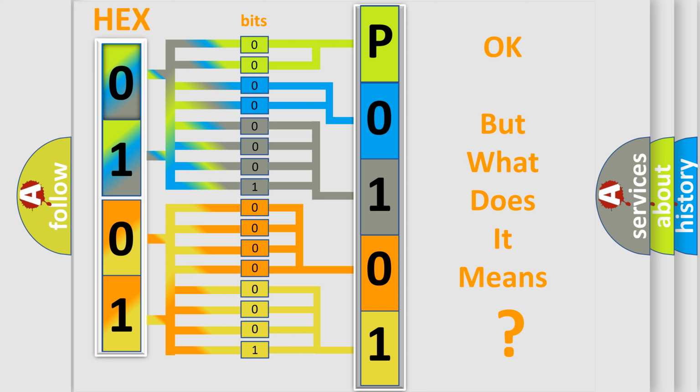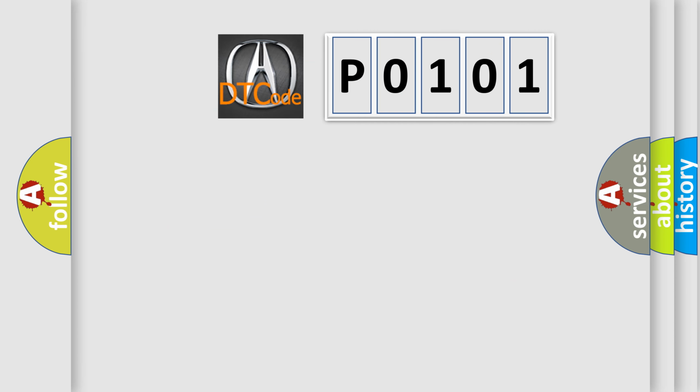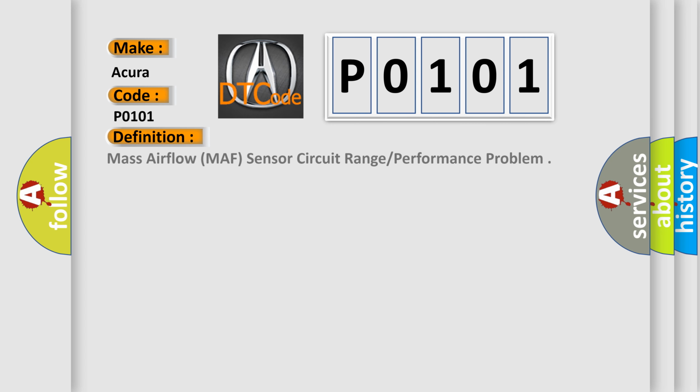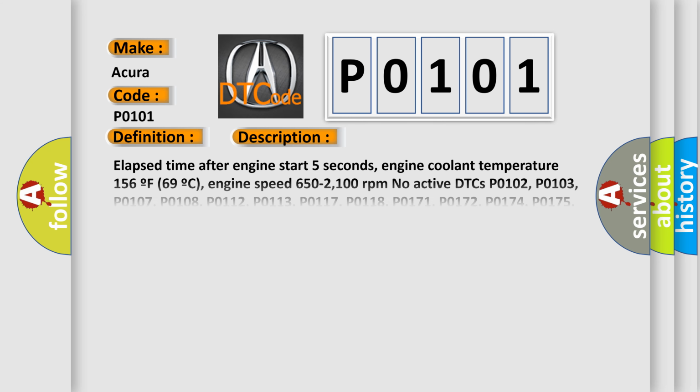The number itself does not make sense to us if we cannot assign information about it to what it actually expresses. So, what does the Diagnostic Trouble Code P0101 interpret specifically for Acura car manufacturers? The basic definition is mass airflow (MAF) sensor circuit range performance problem. And now this is a short description of this DTC code.